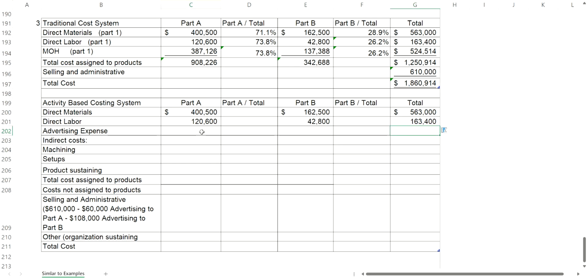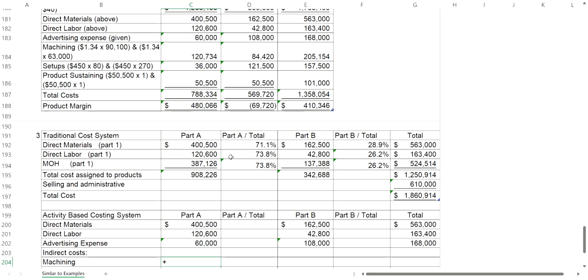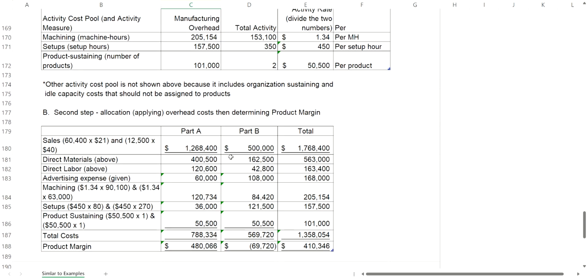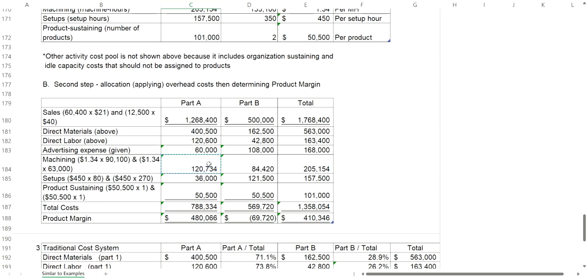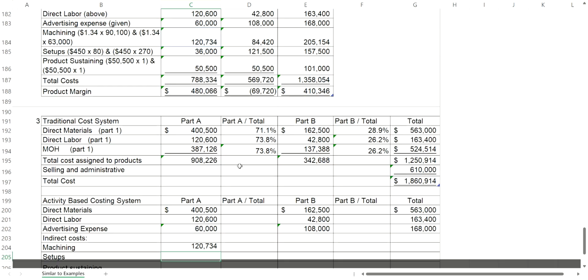Okay, now in this case, remember it said that 60,000 of the advertising cost was directly related to part A, and 108,000 was directly related to part B, for a total of 168,000. Now I want to bring down from machining, setups, and product sustaining each of the overhead amounts that I said would be applied in part 2. So for machining, if I go back to part 2 here, it's 120,734.